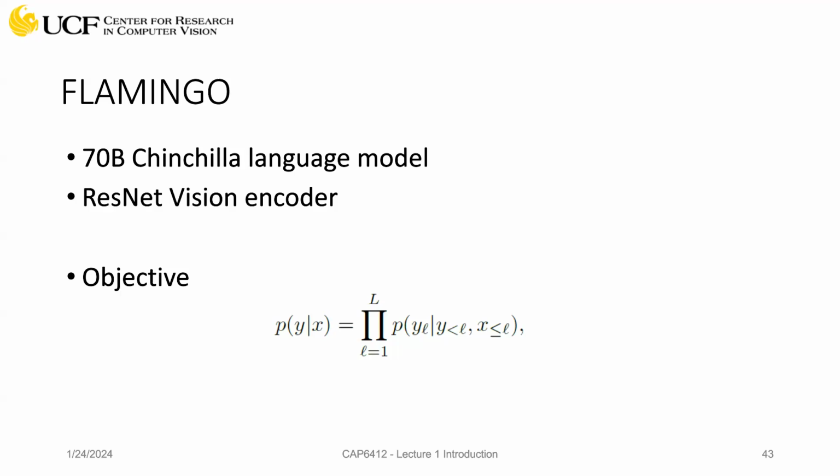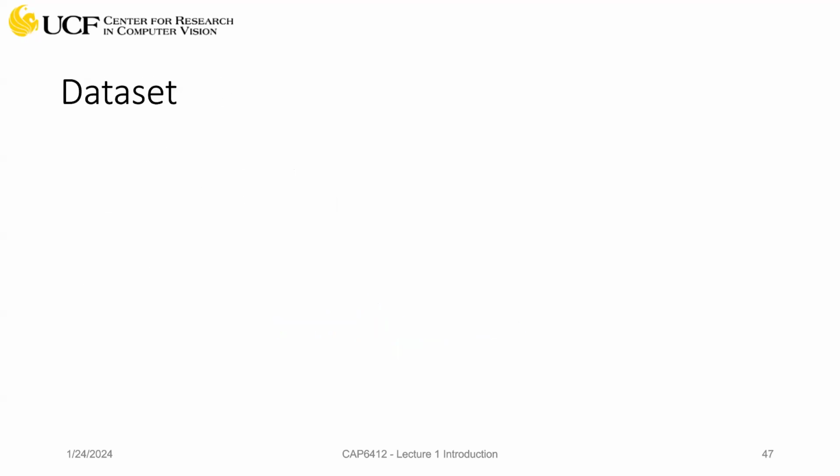Okay, and this is up to, say, L minus 1 tokens of text and the image, and we want to predict the L-th token. So we will maximize this probability as we compare with the ground truth. So that's our objective.